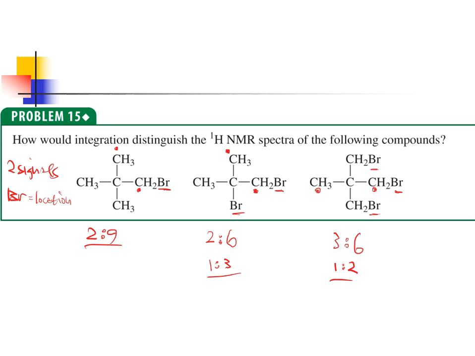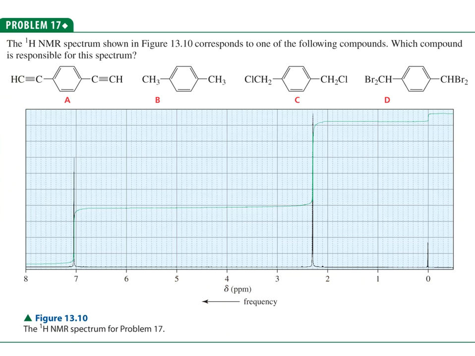Okay? All right, so now we're going to look at an example problem here. It's problem number 17 on the slide. And it says an HNMR is shown below. And it's one of these particular compounds, A, B, C, or D. And we've got to figure out which one of these compounds it might be.